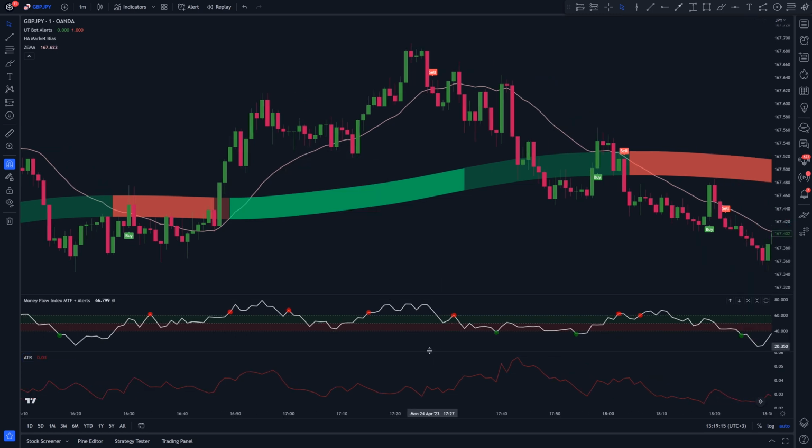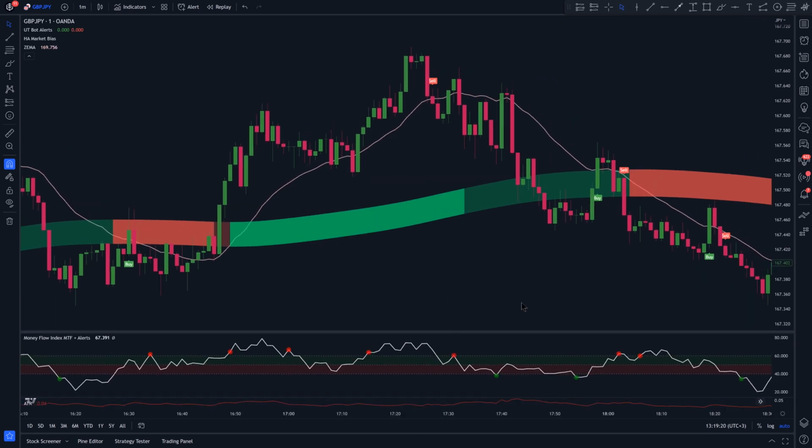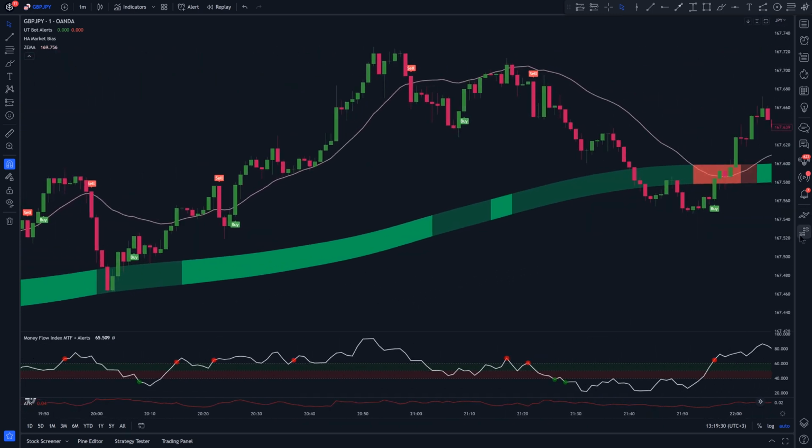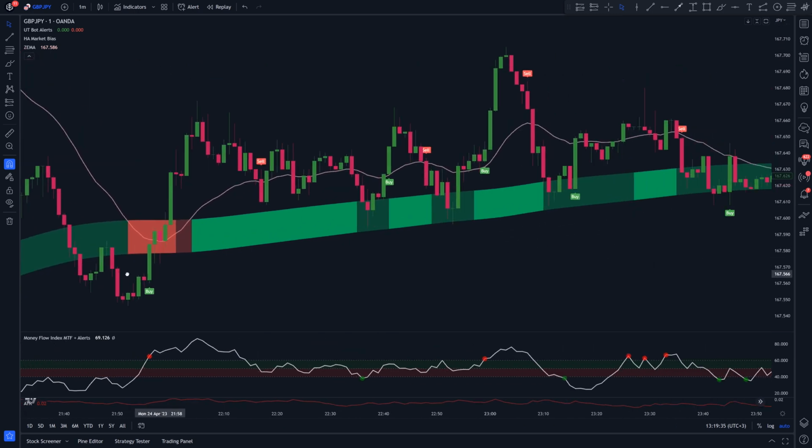Now that we have all our indicators set up, the next question is, what does each one actually do? Well, I'm gonna tell you, but before that, what broker do you guys use to trade?